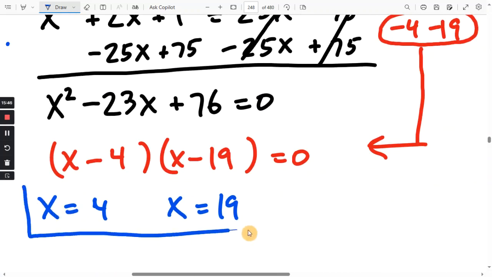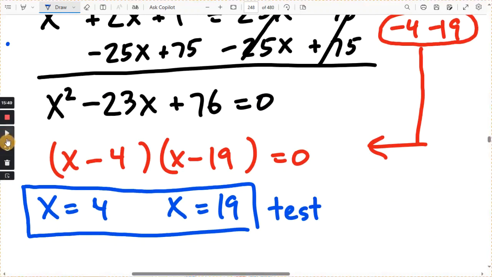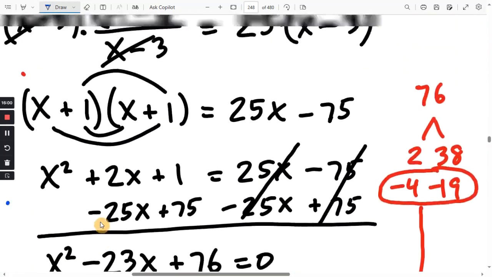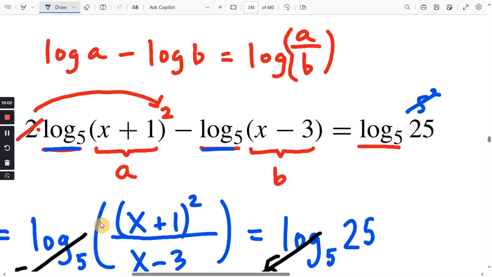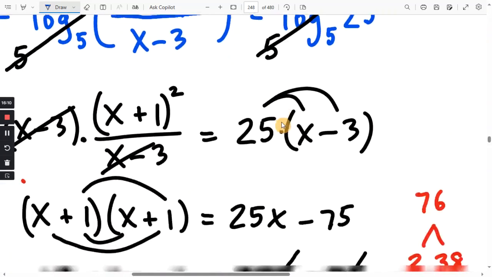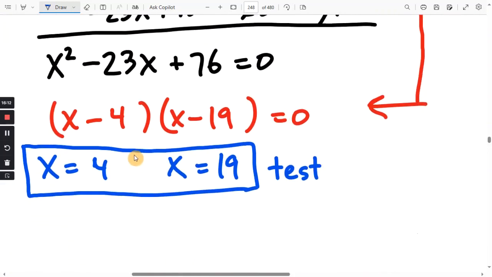You take these and you test them out. We're going to plug them in and make sure the argument on the log is positive. Let's start with x equals 4. If you put a 4 in here, 4 plus 1 is 5, you're okay. Put a 4 in here, 4 minus 3 is 1, you're okay. So the 4 is good.